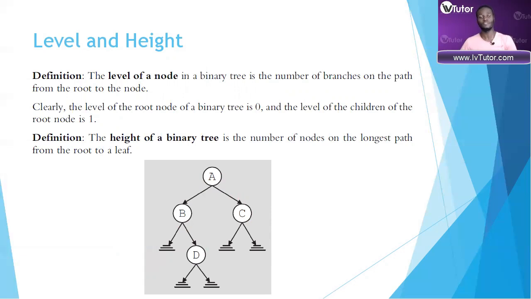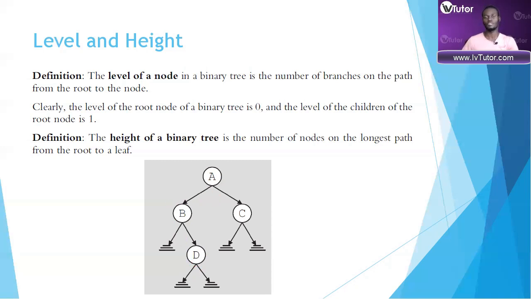And then the height of a tree. I want you to notice that we speak of the level of a node and we speak of the height of a tree. We don't talk about the height of a node, because a node doesn't have a height. We talk of the height of a tree. The height of a tree is the longest path to the last node, which means in this case the height would be 1, 2, 3. So 3 is the height of this tree.